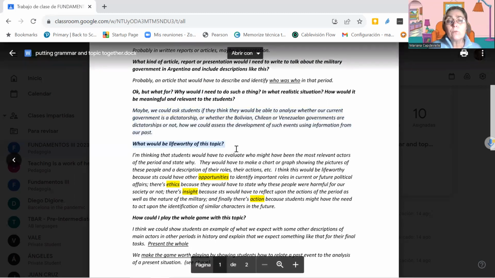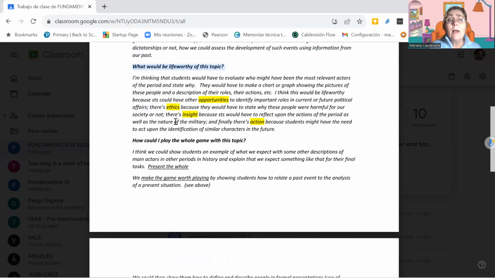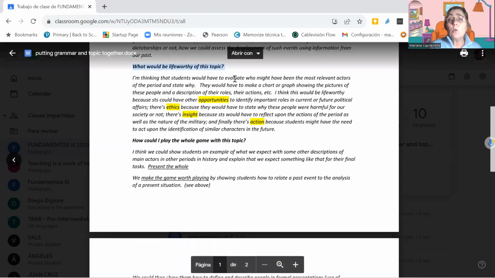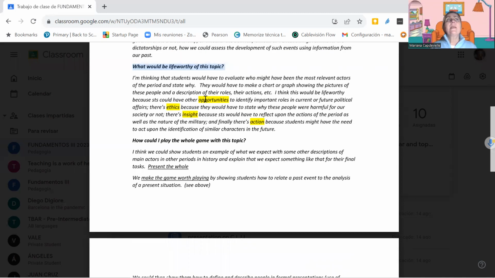So what would be life-worthy of this topic? Hmm? I'm thinking that students would have to evaluate who might have been the most relevant actors of the period and state why. They would have to make a chart or graph. Okay, so this creates an opportunity because in life they are likely to have to evaluate government systems and the ethics in them, whether it's a dictatorship or not. I have to gather lots of insights to think whether this is the situation or not. And I might have to take action.